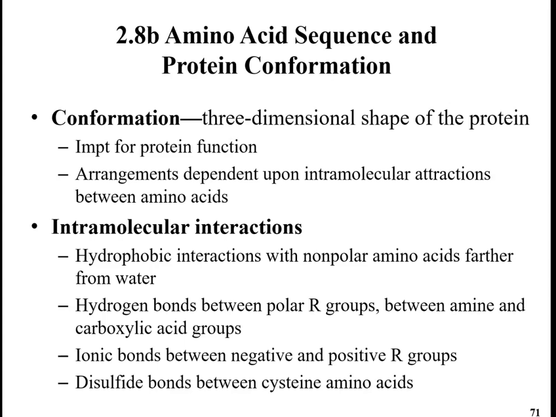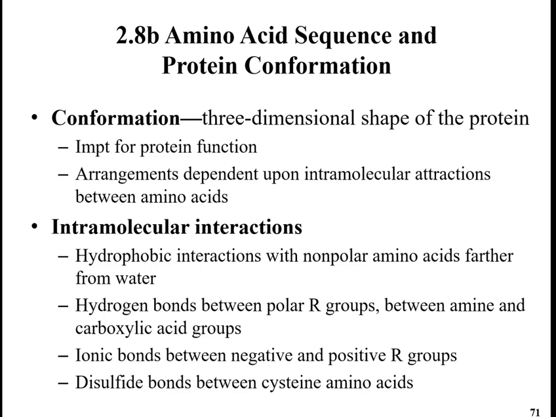So a little bit more about intramolecular interactions. There's the hydrophobic interactions with nonpolar amino acids, and they want to be farther from water. Then there's hydrogen bonds between polar R groups, between the amine and the carboxylic acid groups. There's ionic bonds that can form between the negative and positive R groups. And interestingly, disulfide bonds form between cysteine amino acids.